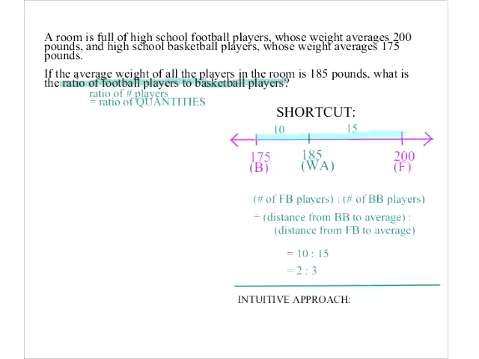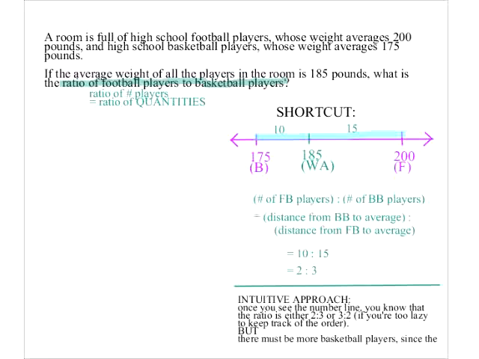Once you see the number line, you know that the ratio is either 2 to 3 or 3 to 2, if you're too lazy to keep track of the order. But you can look at this and say there must be more basketball players since the average is closer to their weight. So football to basketball must be 2 to 3.